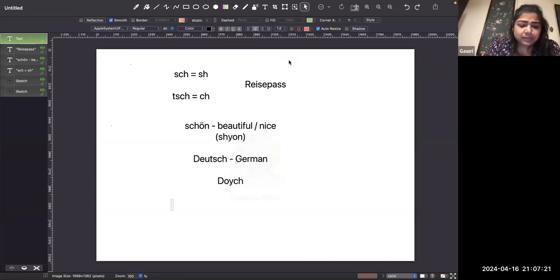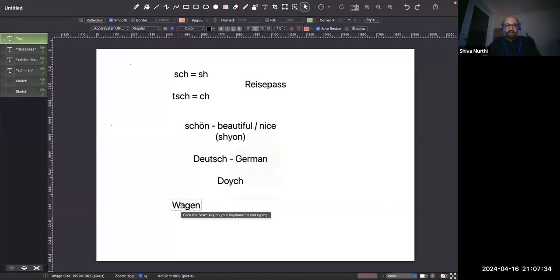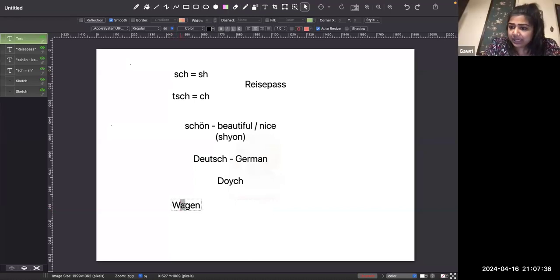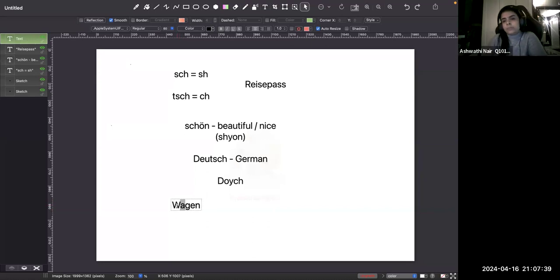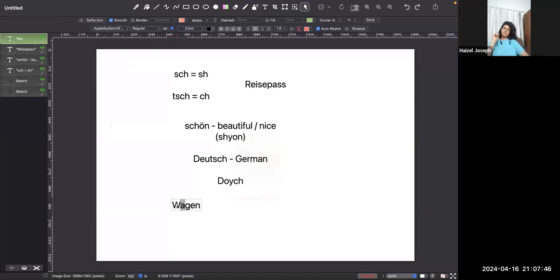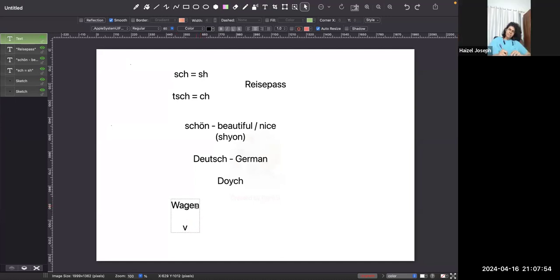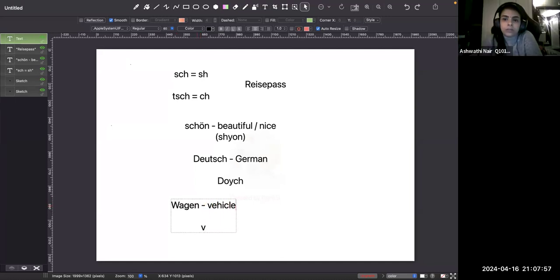For example, if there is a word like Wagen. In English, we would say wagon. That is coming as rounded because of A in English, not because of W. This W will be pronounced like V. Wagen means vehicle.